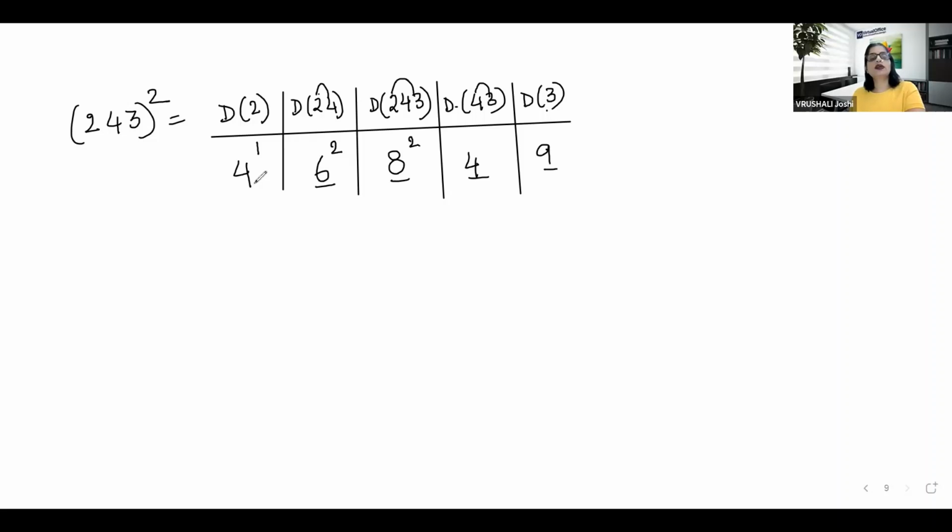So, you're going to do 4 plus 1 will give you a 5. 6 plus 2 is 8. Now, if you look at these two digits, there is a carryover here. 6 plus 2 is 8, 8 plus 1 will give you a 9. That gives you a 0, and that is a 4, and that is a 9. So this is 59049, the square of 243.